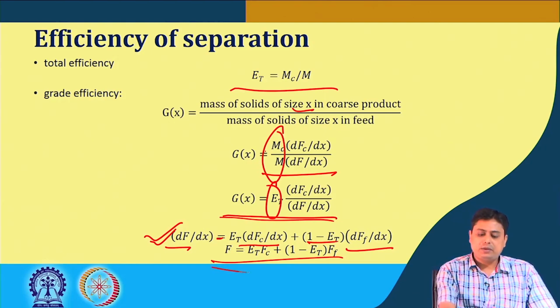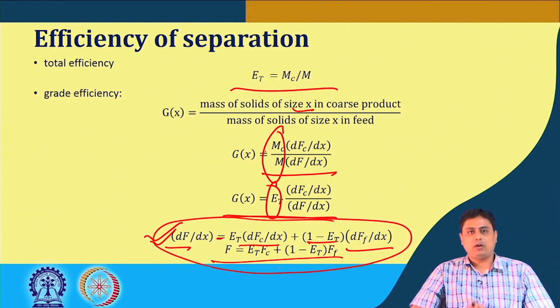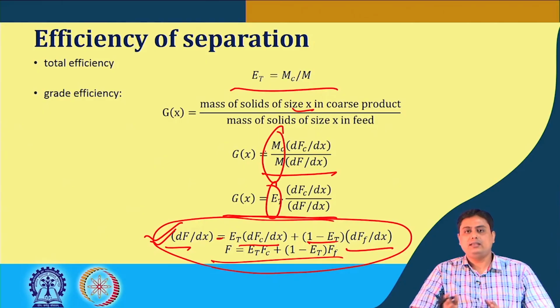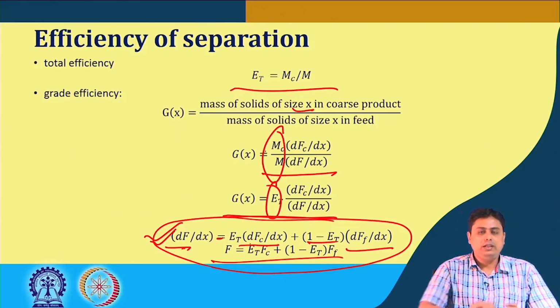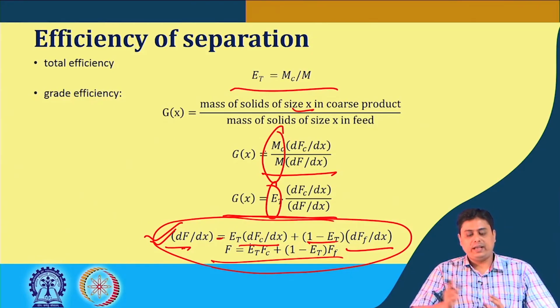Basically, these two expressions are of importance because they give us the product size distributions, or the particle size distributions, from the feed, in the coarse and in the finer particles at the clean gas outlet. So, if we know two of these, we can calculate the third one with the help of the total efficiency.